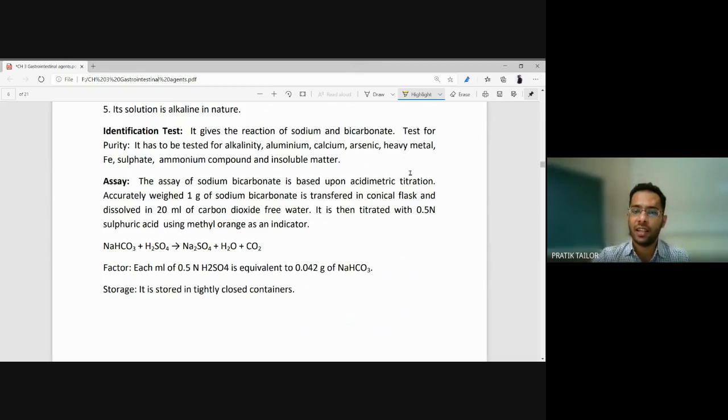For the assay procedure, you can go for acid-base titration. It is a base and it will react with the acid. What acid are we taking? We are taking sulfuric acid. So no more complication is there in the assay procedure: a simple acid and a base using an indicator. So this will be the possible reaction of the assay. Then you calculate the amount based on the factor.